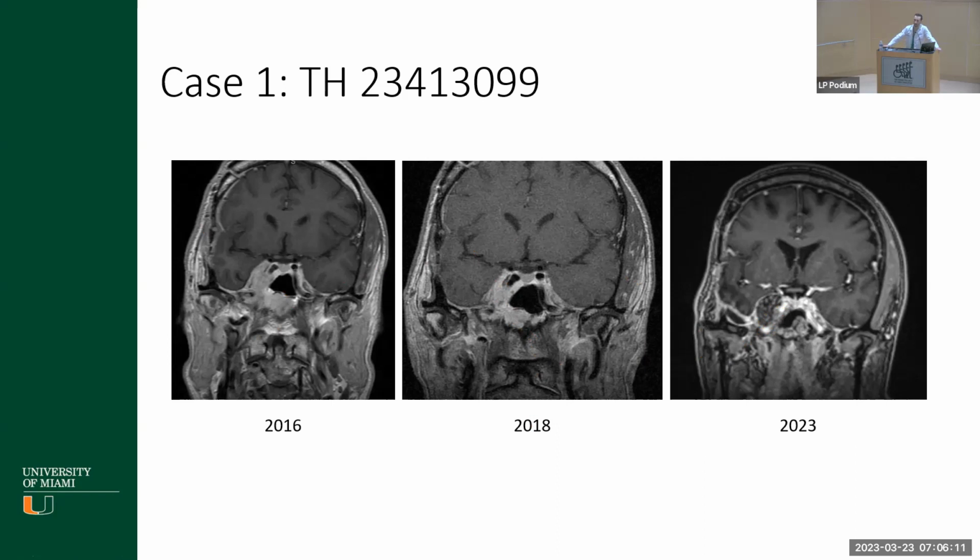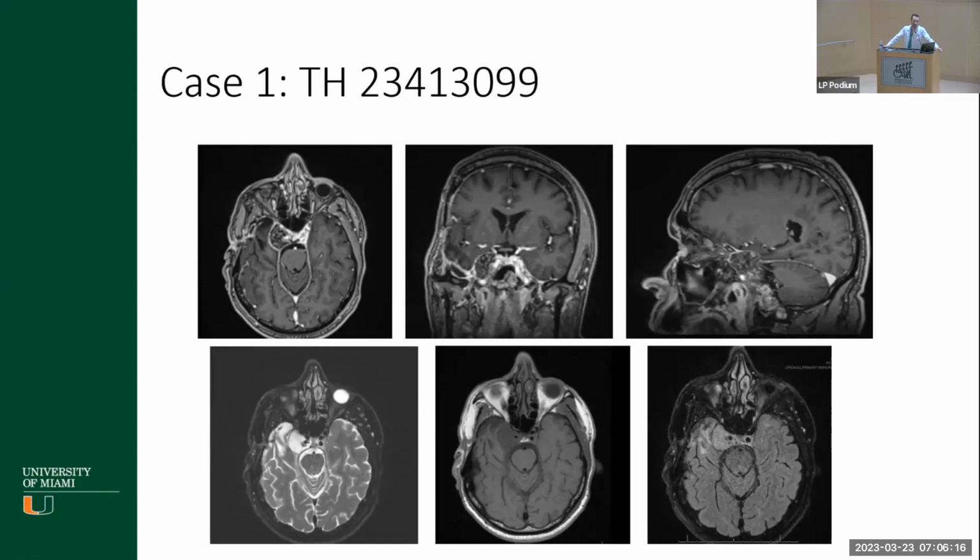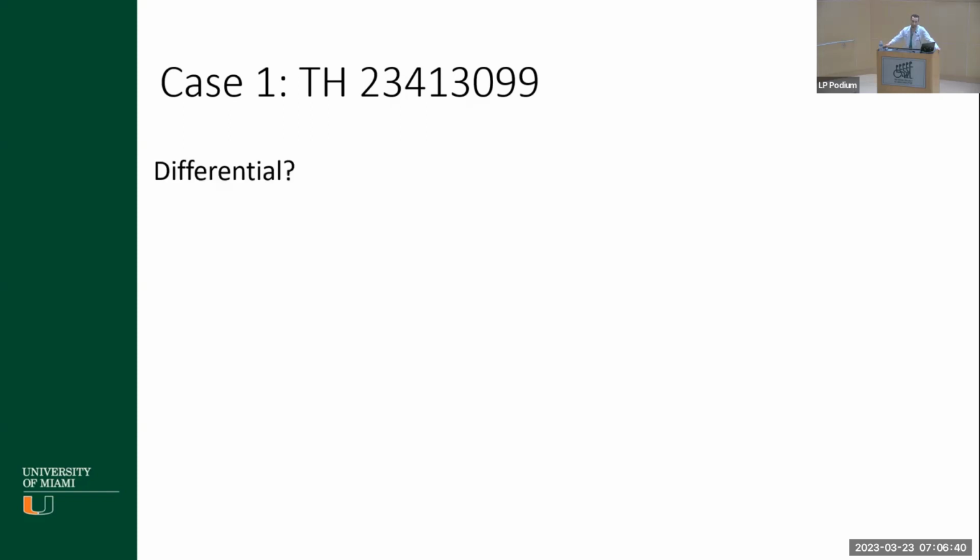Right. Yeah, exactly. So here are some other sequences on the bottom: T2, T1, and then a FLAIR. So T2 hyperintense, FLAIR hyperintense, T1 hypointense. And there you have the other slices of the contrasted scan, as you said, kind of this new mottled or heterogeneous enhancement. So what would be your differential for this?